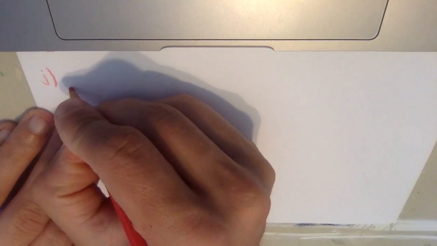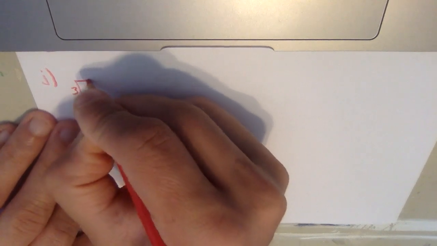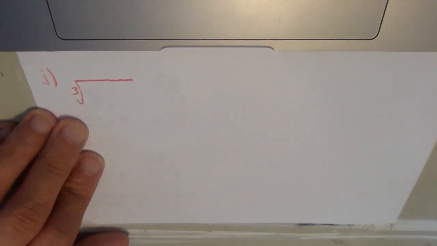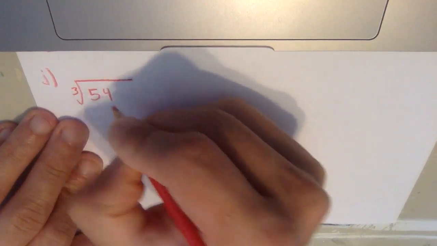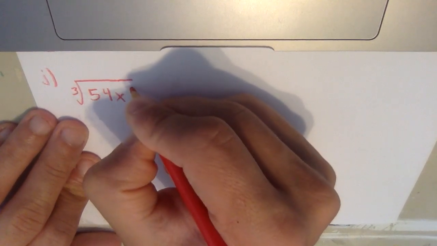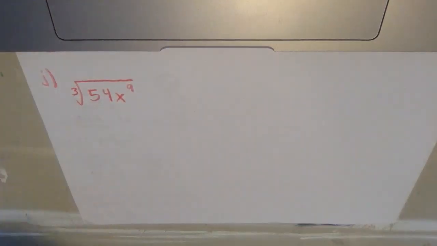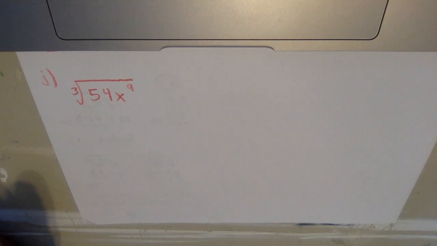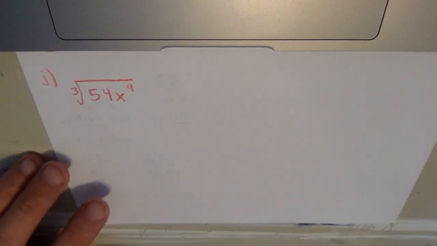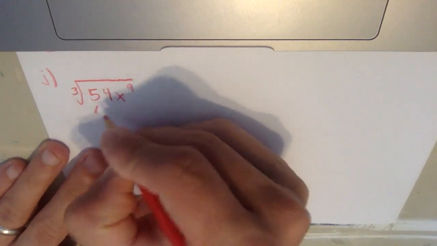Letter J looks like this. This time we're going to do the cube root of 54x to the 9th power. So this is a little miniature 3 here because this is the cube root, telling me that I need 3 of a kind if I want to move outside of the radical. So I can start to break this down.